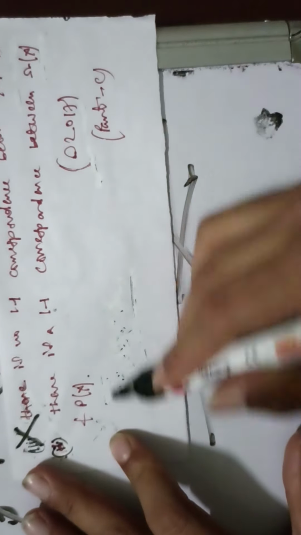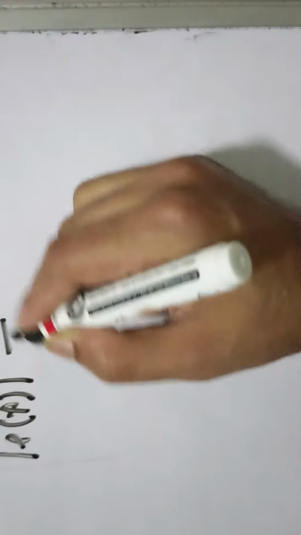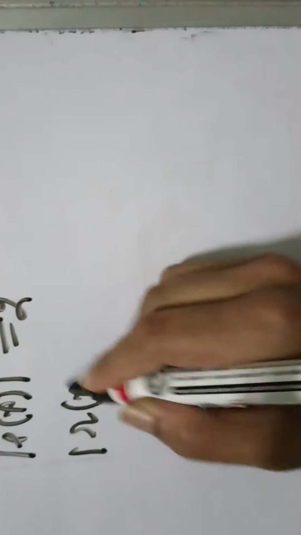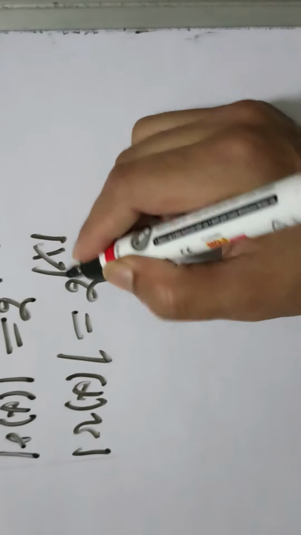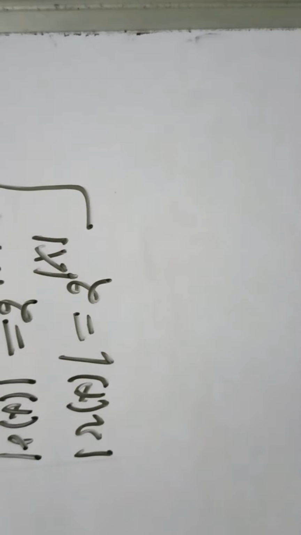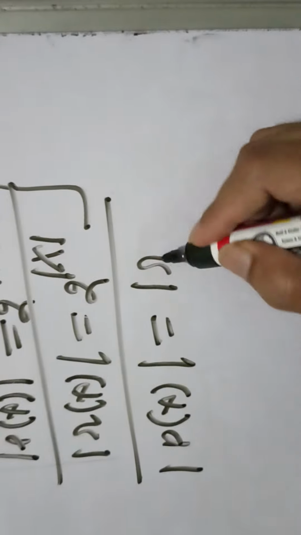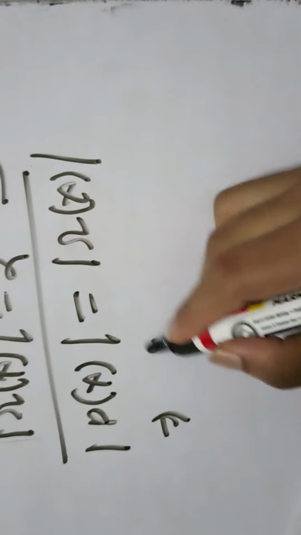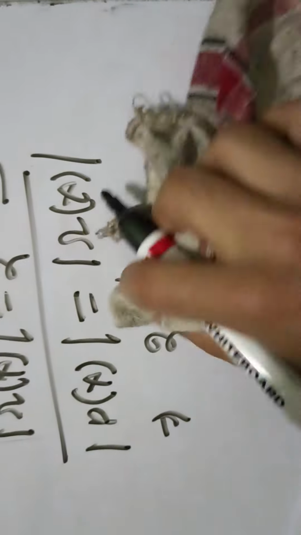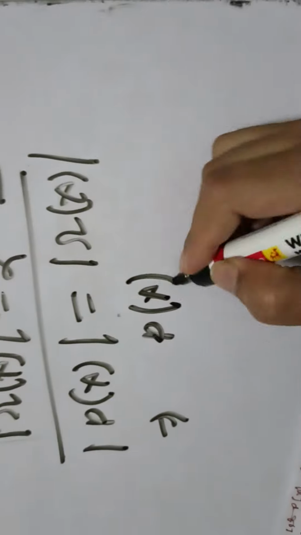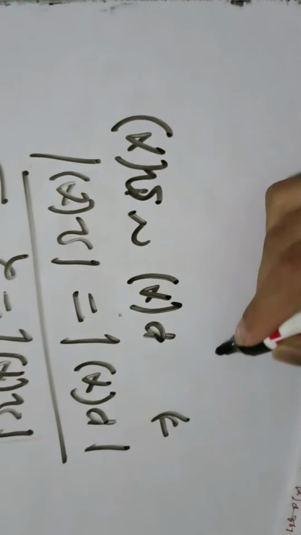Option 4 says there is a one-to-one correspondence between Ω(X) and P(X). Obviously, because I just showed that both sets have equal cardinality. The cardinality of the power set of X is 2 to the power |X|, and the cardinality of Ω(X), which is the set of functions from X to {0,1}, is also 2 to the power |X|. Both sets have the same cardinality, so they are equivalent. So there is a one-to-one correspondence, and option 4 is correct.